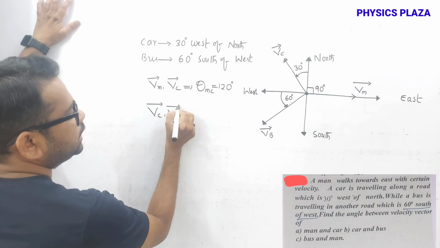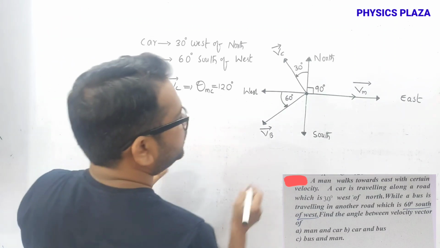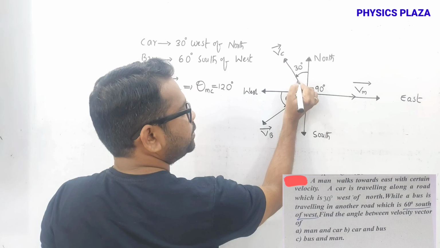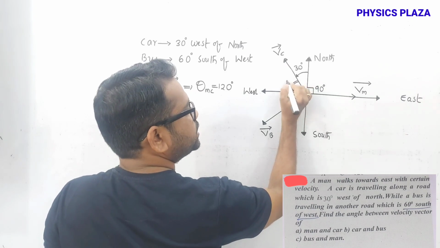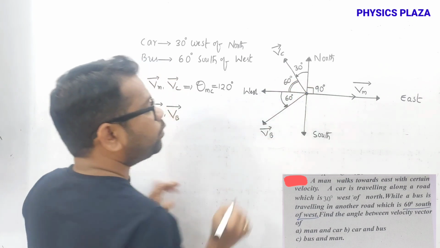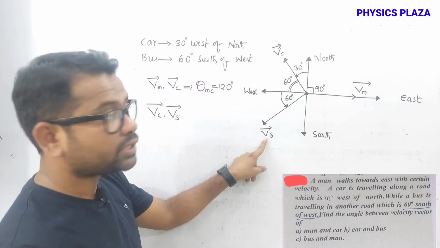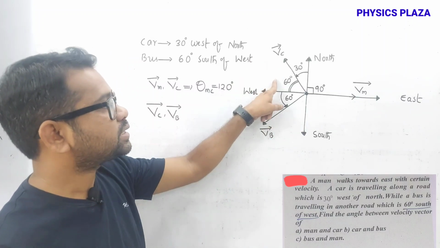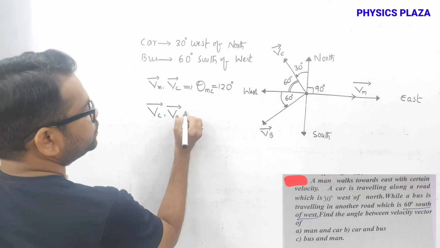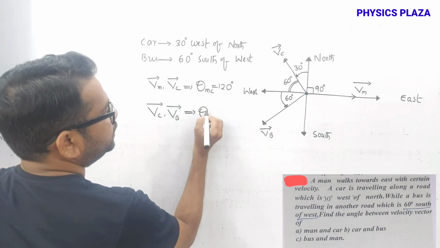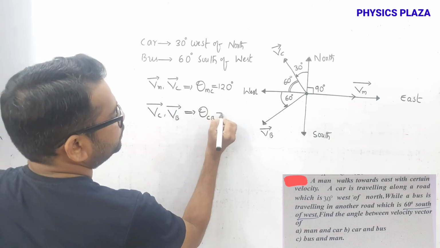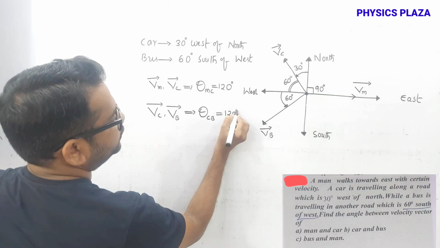Next, let us find the angle between car and bus. Children, 30 is left, then this will be how much? This will be 60. Now we want the angle between bus velocity and car velocity. So 60 plus 60 is how much? It is 120 degrees. So here the angle between car and bus will be 120 degrees.